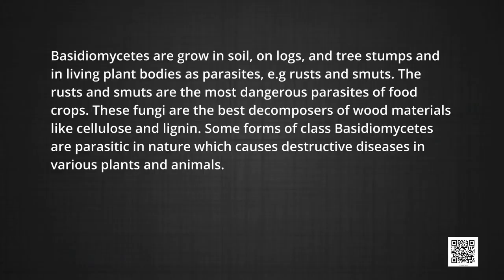Some are saprophytic species. Basidiomycetes grow in soil, on logs and tree stumps, and in living plant bodies as parasites, for example rust and smut. The rust and smuts are the most dangerous parasites of food crops. These fungi are the best decomposers of waste material like cellulose and lignin. Some forms of class Basidiomycetes are parasitic in nature and cause destructive diseases in various plants and animals.